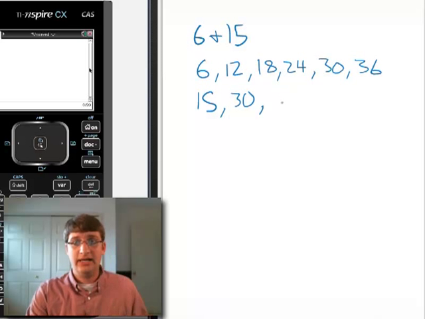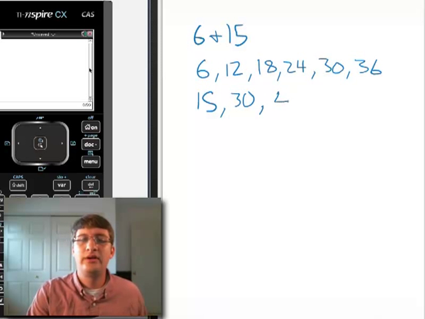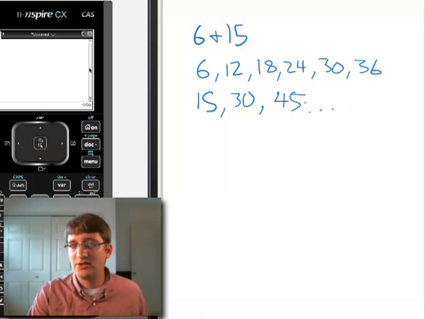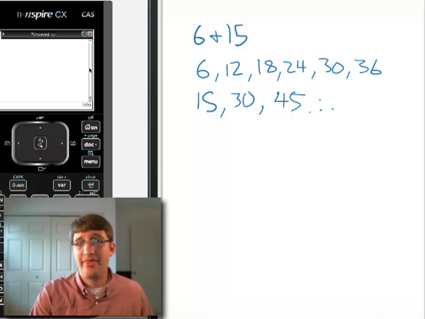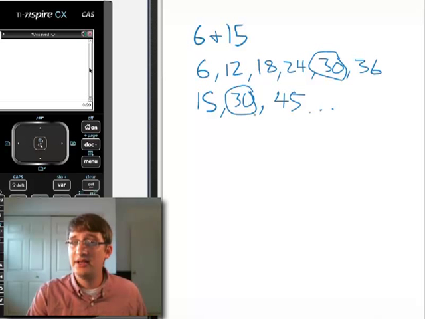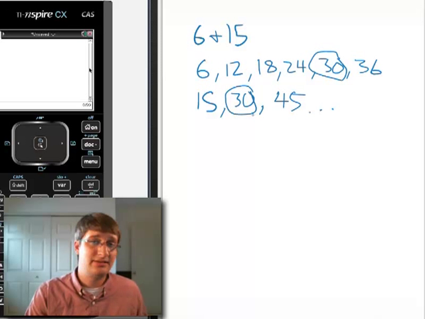All right, so 15, 30, 45, and that keeps going on. Now, what you'll notice is that both 6 and 15, when you're looking at the multiples, match up again at 30, okay? So 30 is the common multiple of 6 and 15. Is there another way to do that? And yes, there is another way to do that.